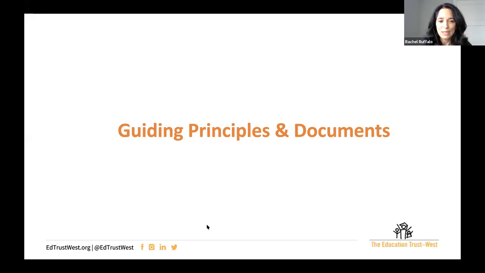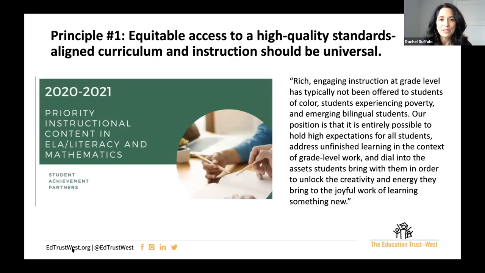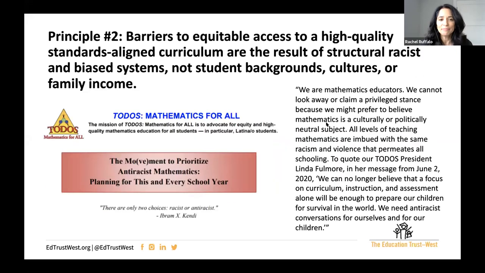If you can go to the next slide, the first principle was that equitable access to high quality, standards-aligned curriculum and instruction should be universal. So we used the instructional priority content from Student Achievement Partners to help guide our work in what content to teach.